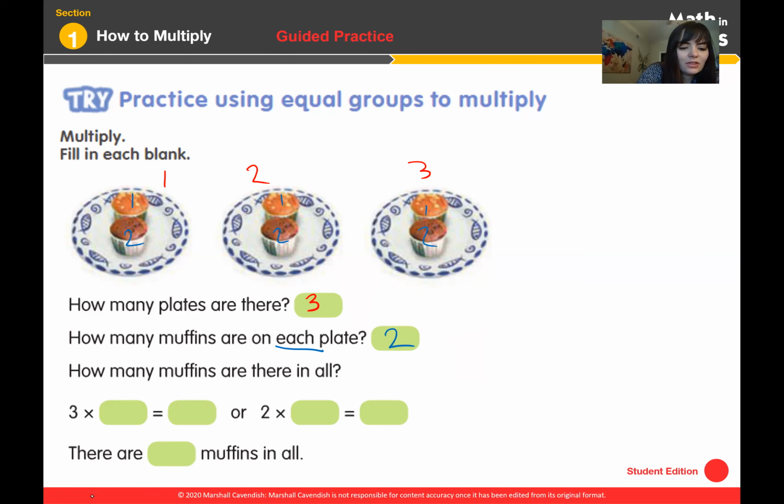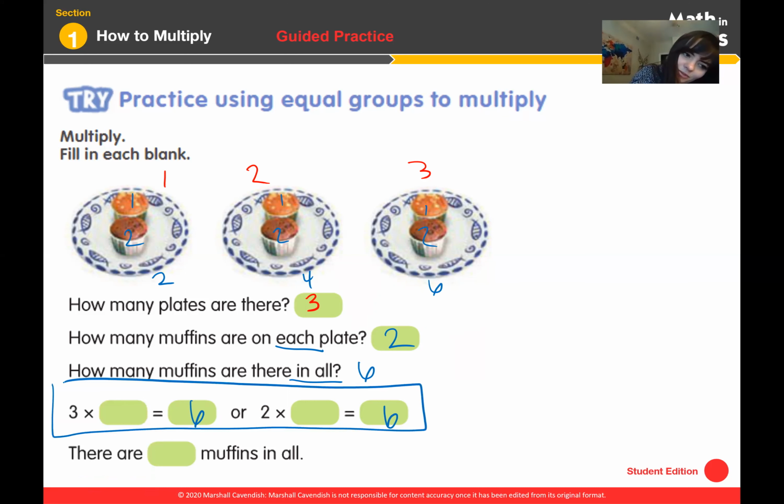How many muffins are there in all? In all is our total. If I do my skip counting, 2, 4, 6, I would find that 6 is the total. And I need to know, is this picture 3 times 2 or 2 times 3? Am I doing 3 groups of 2 or 2 groups of 3? So I want you to think about that for just a minute.